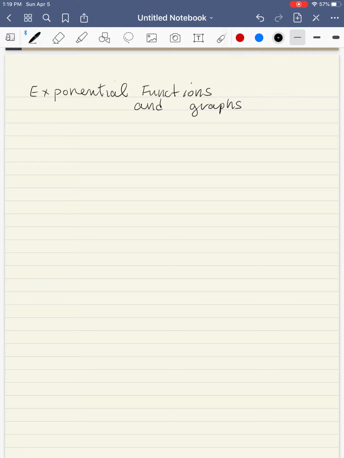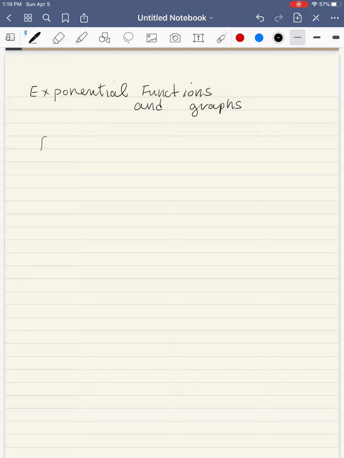This lesson is an introduction to exponential functions and graphs. And we haven't looked at any functions that look like this yet all semester. All of the functions that we've looked at so far this semester have been polynomials or roots of polynomials or rational functions, which is one polynomial divided by another polynomial.